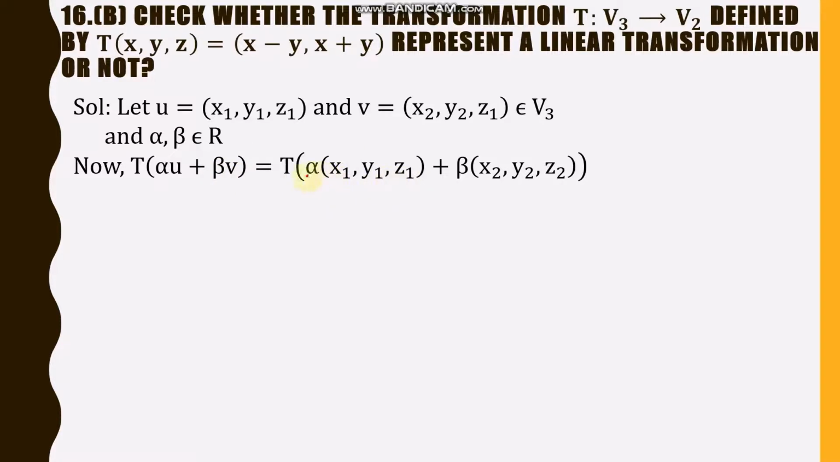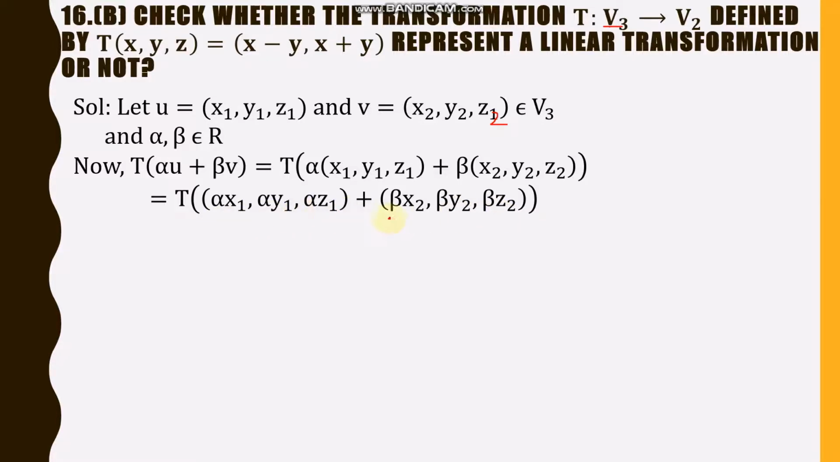So I have written T of alpha u. I have taken x1, y1, z1 because u belongs to V3. V3 consists of three-tuples, plus beta times v. v is also a three-tuple, so x2, y2, z2. Now we'll multiply alpha inside here. We'll multiply beta inside here. So it is equal to alpha x1, alpha y1, alpha z1 plus beta x2, beta y2, beta z2.